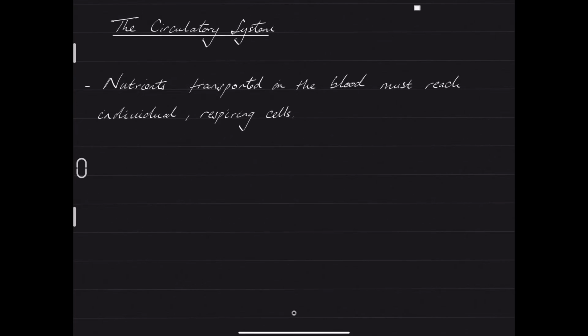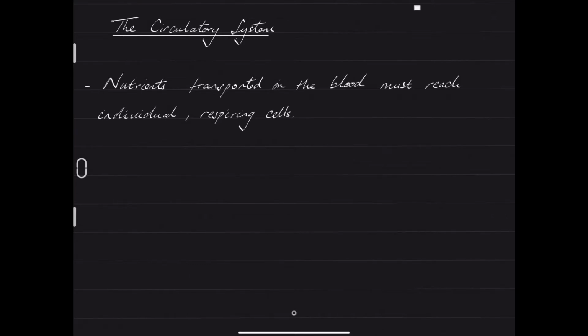Now, before we look at the different types of blood vessels, we're just going to briefly summarize the circulatory system. The circulatory system in humans and other animals transports nutrients in the blood to all individual respiring cells. So nutrients must be transported to all individual respiring cells.